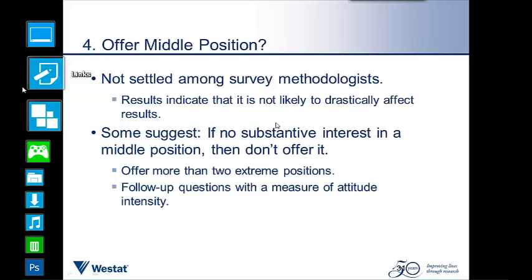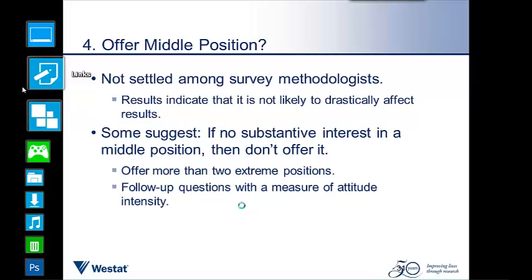So this issue is really not settled among survey methodologists. Some people suggest that if you really don't have a substantive interest in that middle position, then don't offer it, and you might be better served by offering more than just the two extreme positions, by saying, is something much better, somewhat better, somewhat worse, or much worse, rather than giving them that about the same category. You allow them to put themselves on one end of the scale, and not just in the middle where you don't really understand what their perspective is.